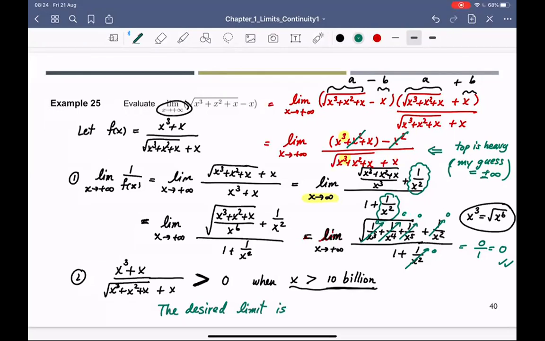is plus infinity, right? Because you showed that the limit of the reciprocal is equal to 0, and also your function f(x) is greater than 0, so your conclusion is going to be plus infinity, that is, the limit of that function given in the problem is equal to plus infinity.